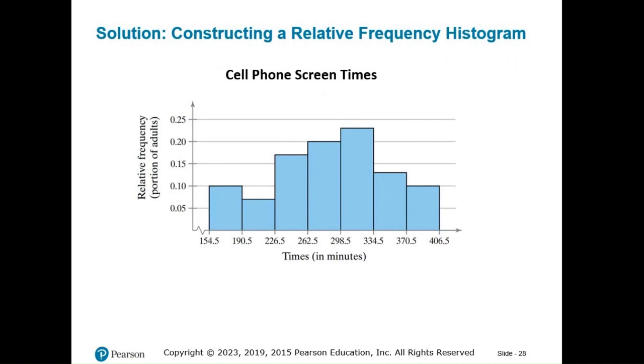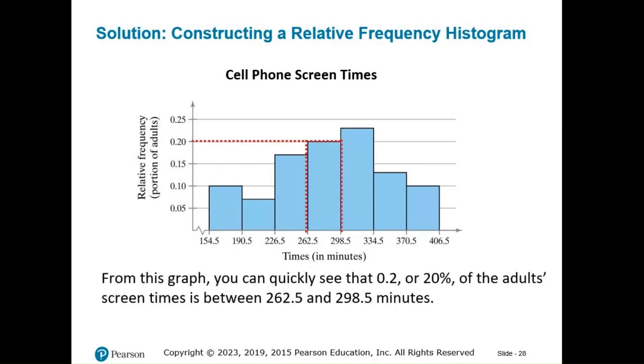And here you go. This histogram looks almost identical to the frequency histogram we created earlier. We can draw many of the same conclusions. We can see that about 2/3 of the adults are spending more than 262.5 minutes each day using their cell phones. But now that the vertical axis is reflecting relative frequencies instead of just frequencies, we can also make some proportional statements about ranges of values. For instance, we can see that 20% of adult screen time is between 262.5 and 298.5 minutes.